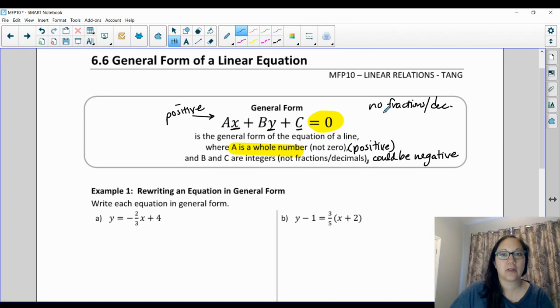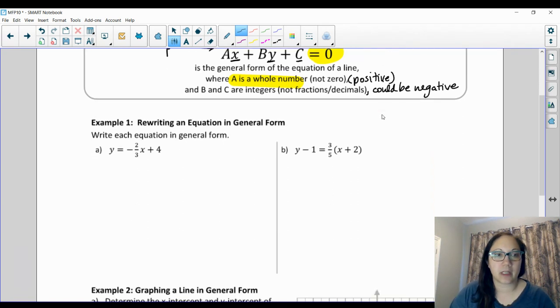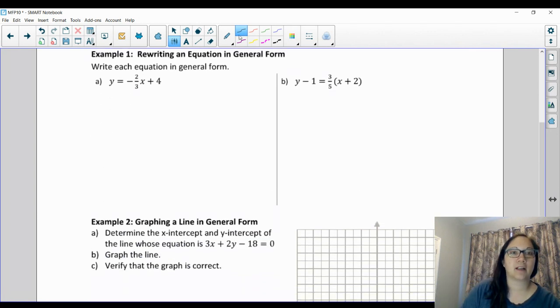Okay, so the best way to learn about general form is to work with some examples. So here's example 1, rewriting an equation into general form. So this is currently in slope-intercept form. We can see the slope of -2/3. We can see the y-intercept of 4. But what we want to do is write it in general form. So the first thing that's probably bothering us is this fraction. So I want to get rid of this fraction.